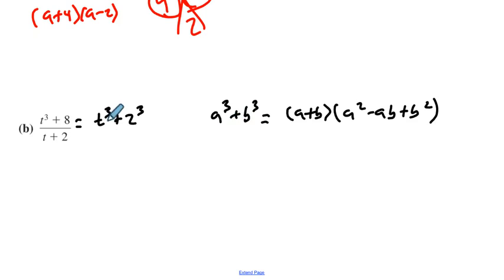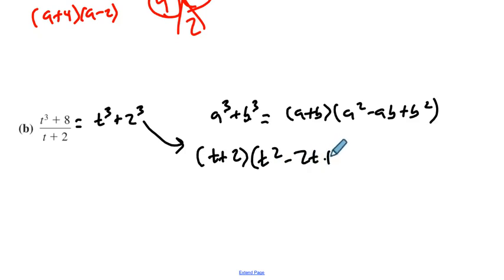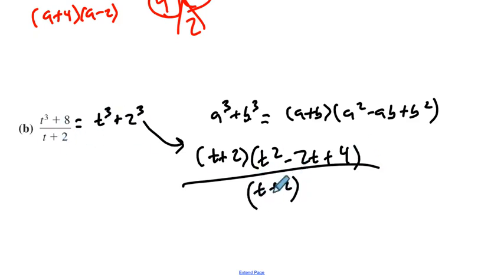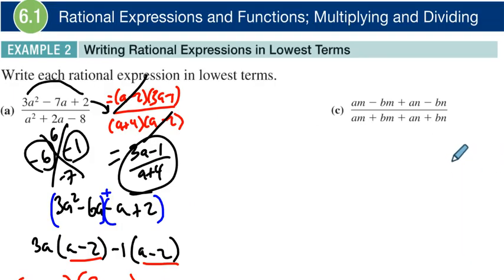So I'm just going to replace the a's with t and the b's with 2. Let me do that down here. So I'll have t plus 2 times t squared minus 2t plus 2 squared, which is 4, all over t plus 2. And what do you know? Those are common terms that we can cancel, which leaves us with our answer: t squared minus 2t plus 4. Okay, cool. Let's take a look at what we got over here now.